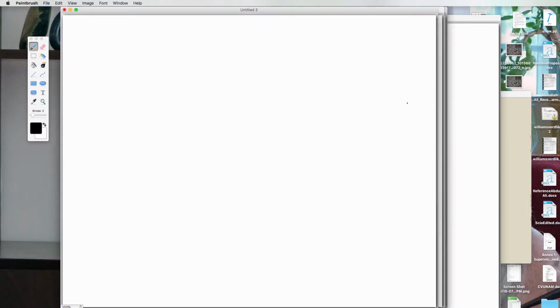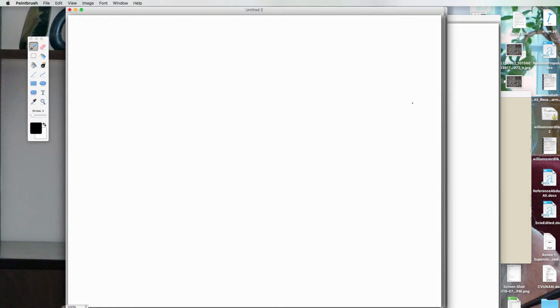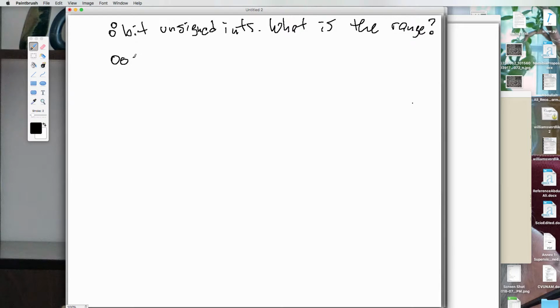All right, I have a couple of theoretical questions, something to ponder here. I want to talk about 8-bit unsigned for a moment. And I'm going to ask, what is the range? When I say what is the range, I mean what is the smallest and biggest 8-bit unsigned int I can have? Well, I think you can see that the smallest 8-bit unsigned would just be 8 zeros. And of course that's just equal to 0 base 10.